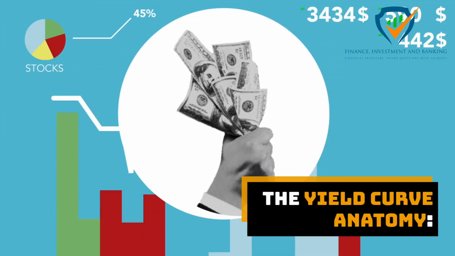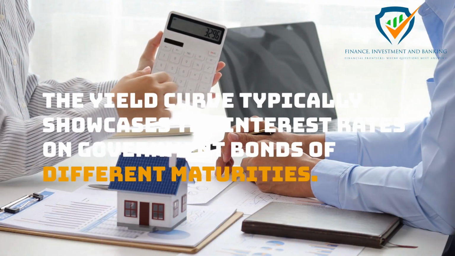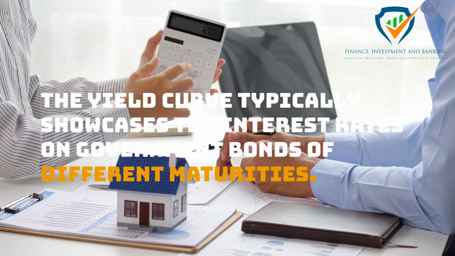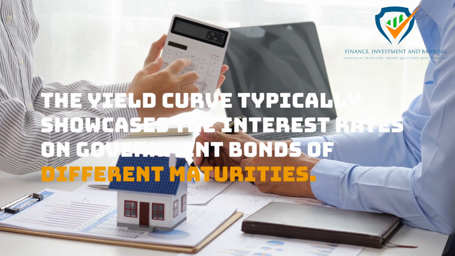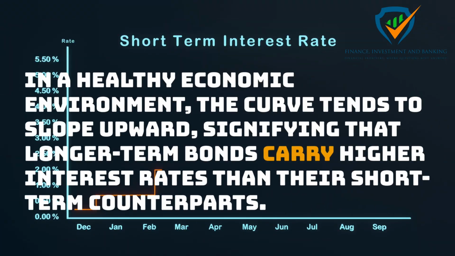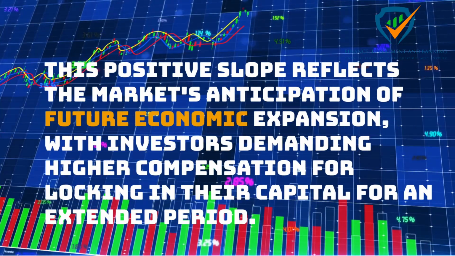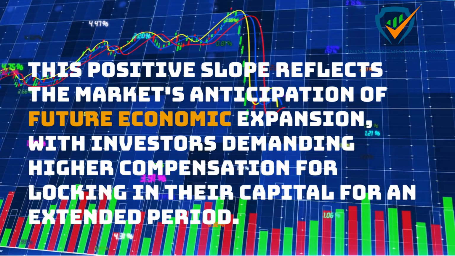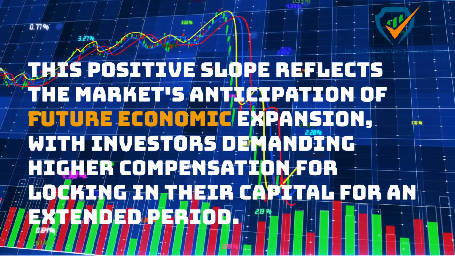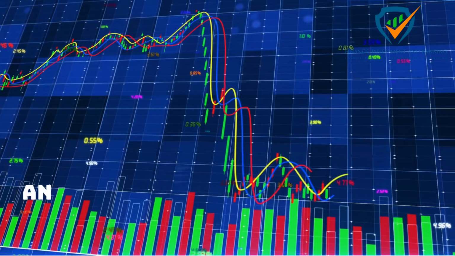The yield curve anatomy. The yield curve typically showcases the interest rates on government bonds of different maturities. In a healthy economic environment, the curve tends to slope upward, signifying that longer-term bonds carry higher interest rates than their short-term counterparts. This positive slope reflects the market's anticipation of future economic expansion, with investors demanding higher compensation for locking in their capital for an extended period.